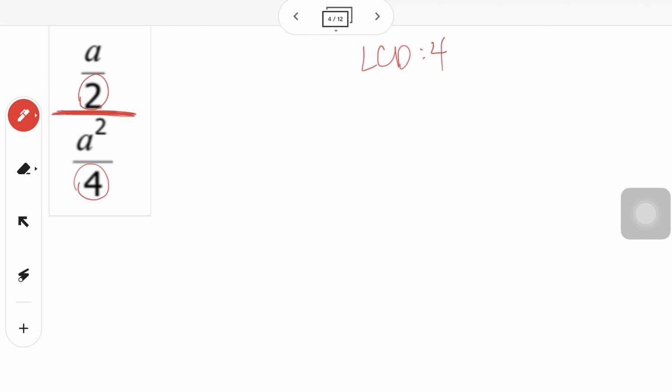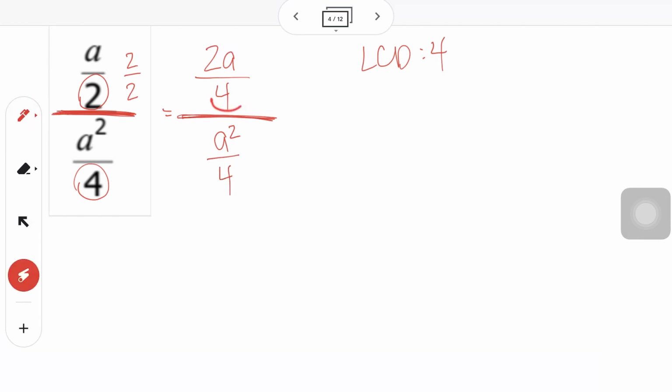Much like your addition and subtraction problems, we're now going to get a common denominator. My little fraction on the bottom already has a 4, so I don't need to do anything to that. This one I need to make a 4, so I'm going to multiply by 2 on top and bottom of this little fraction. What that does is give me 2a over 4 on top, my big fraction line, and then a squared over 4 on bottom. My entire goal of that first step was to make these two numbers match, and they now do.